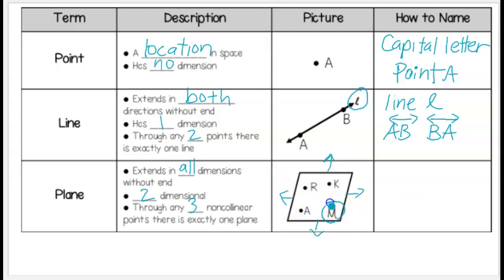Now notice there's a capital letter here with no point next to it. That's because we can name this plane plane M, or I can choose 3 letters. I can name this plane RAK or KAR, or any order of those 3 letters. So point, 1 letter, line, 2 letters, and plane, 3 letters.